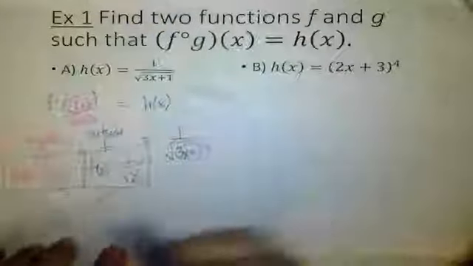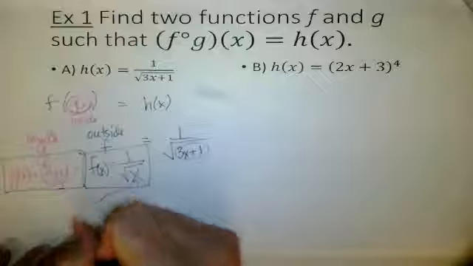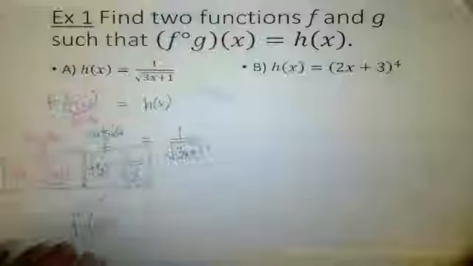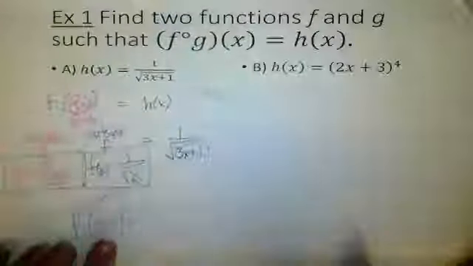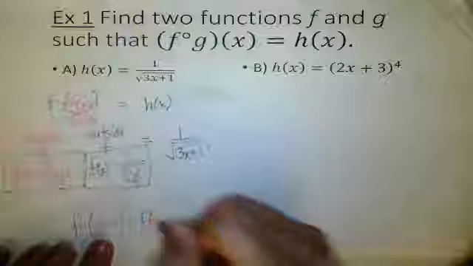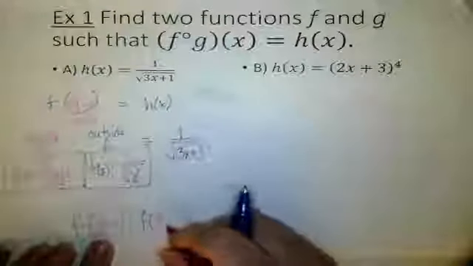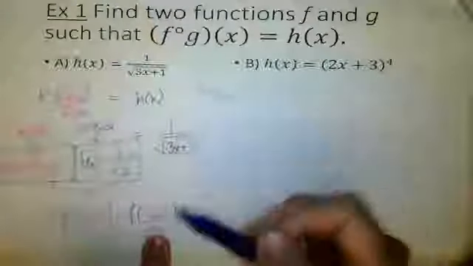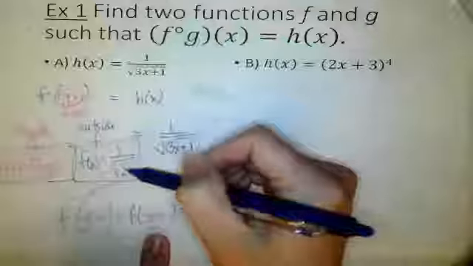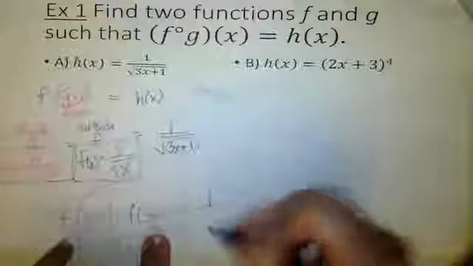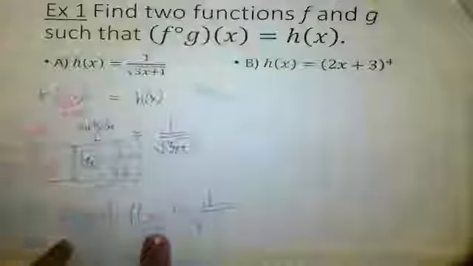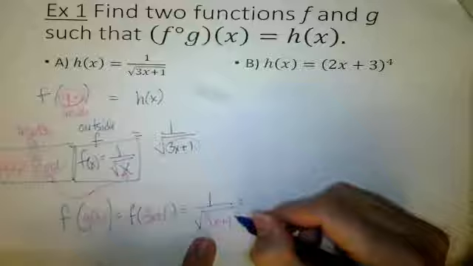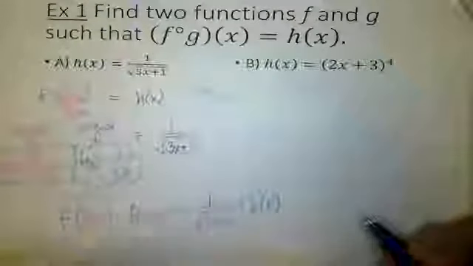Watch what happens. If I do f of g of x, what's g of x? 3x plus 1. So I'm doing f of 3x plus 1. What does f of 3x plus 1 tell me to do? Plug in 3x plus 1 to the f function. So I'm going to plug that in there. What do I plug in place of the x? 3x plus 1. And what does that equal? h of x. Done.